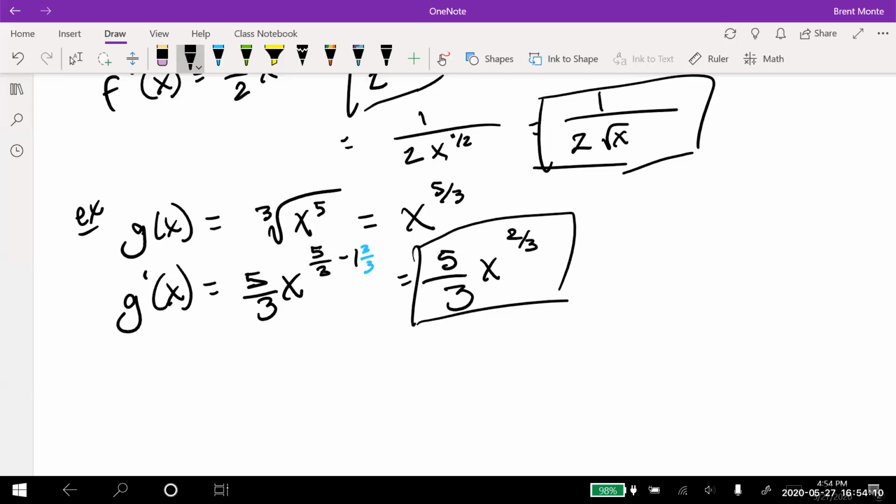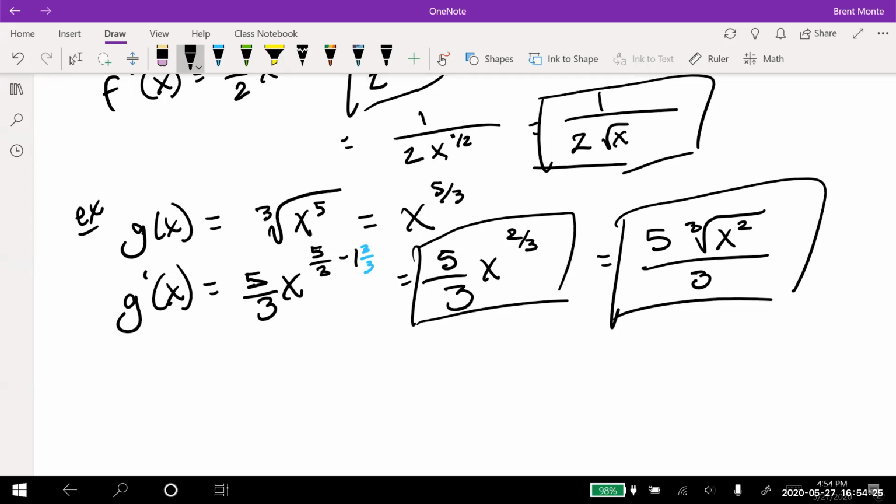Again, if you want to put it back in radical notation, there's no negative exponent, so it stays on the top this time, but it's the third root of x squared. And then this 3 is on the bottom. Again, I don't know on the homework which one they're going to accept as the answer, but you should understand that it can be written either way.